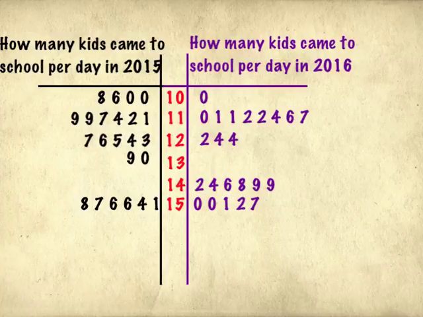It just is easier sometimes to put it all into one big chart than it is to put two charts side by side. Because, for example, now I can look right away and I can see that in 2016, no kids came in the 130s, but they did in 2015. It just makes it easier to compare.